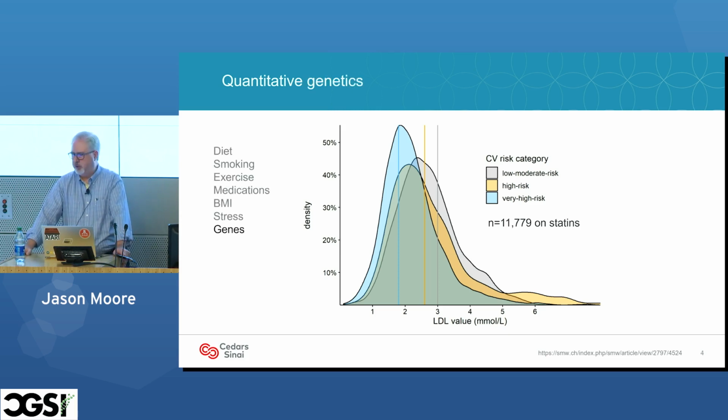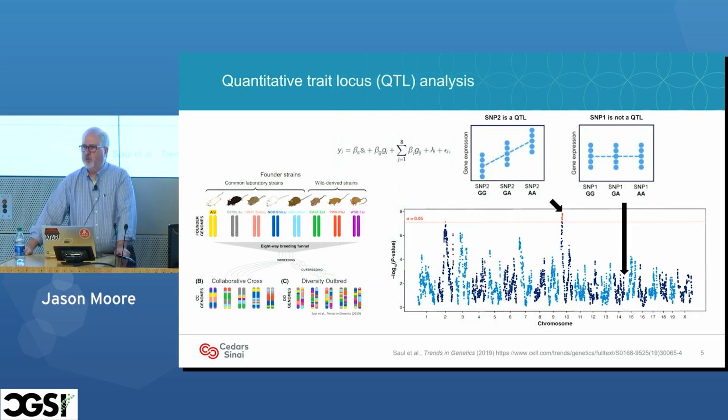Obviously, diet's going to play a big role, smoking and other environmental exposures, how much you exercise, the medications you're taking. These individuals are on statins, so they are taking a medication that's impacting their cholesterol levels, their weight, their height, etc. Stress, of course, plays a role, and genes play a role as well. And so the goal of quantitative genetics is to understand how much of the variability in cholesterol levels among individuals is due to genetic variation. And so to do that, we employ what's called quantitative trait locus analysis.